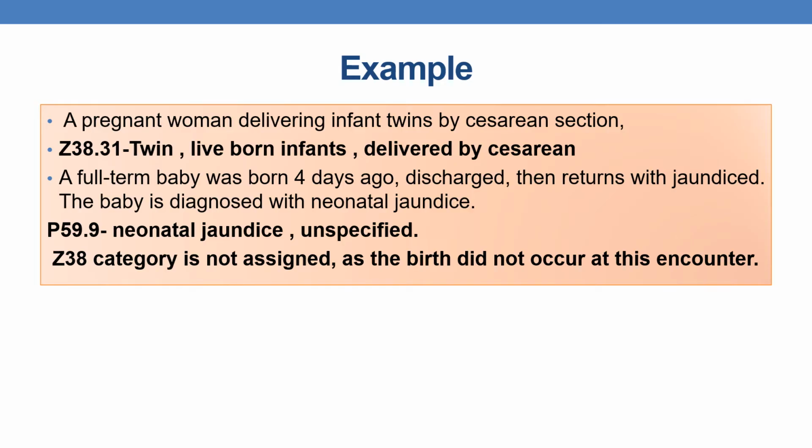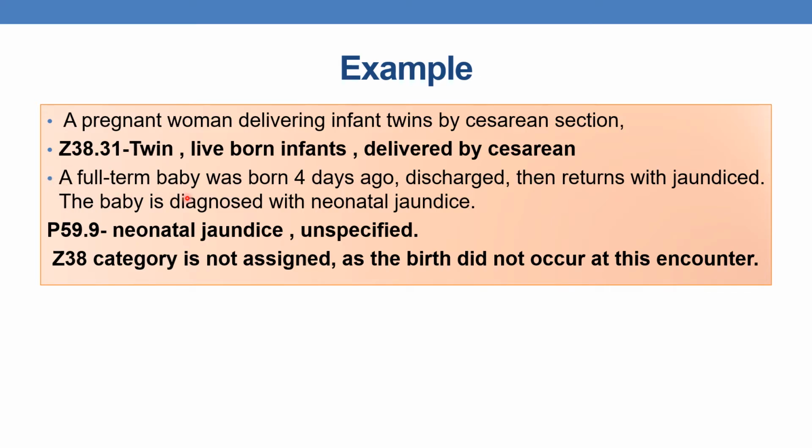A pregnant woman delivering twin infants by cesarean section. So here the PDX would be from the category Z38. The code is Z38.31, twin live born infants delivered by cesarean. Let us see one more example.